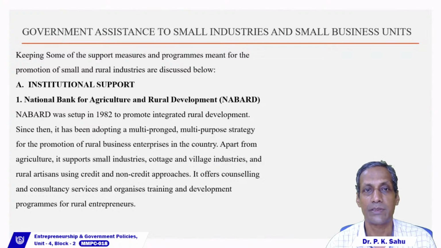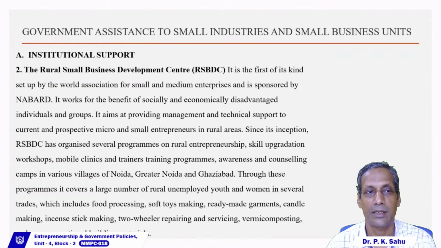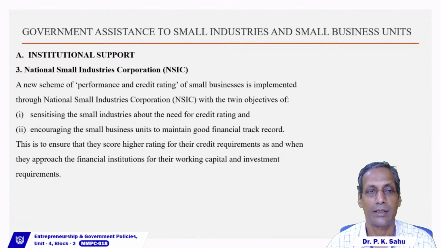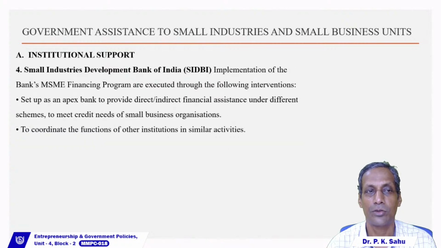Now, keeping in view some of the support measures and programs meant for the promotion of small and rural industries, two aspects will be discussed. The first one is institutional support. Institutional support is provided by NABARD, which is the National Bank for Agriculture and Rural Development. Likewise, you also have the Rural Small Business Development Center, or the RSBDC. You also have the National Small Industries Corporation. Apart from that, you have SIDBI, as I have mentioned earlier. This is nothing but the Small Industries Development Bank of India.